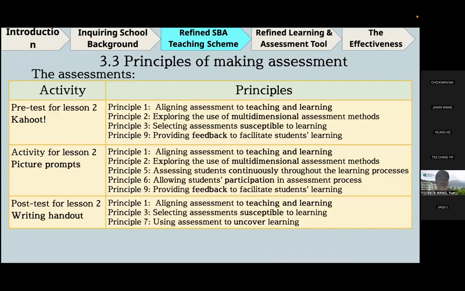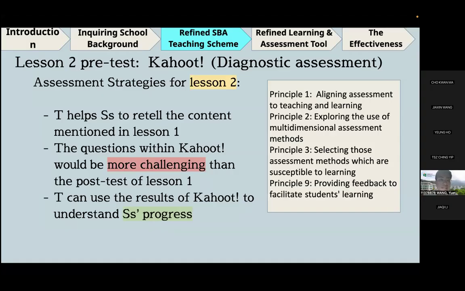So for lesson 2, it has a total of 3 assessments, including a Kahoot, picture prompts, and a writing handout. So for the pre-test Kahoot, it is about teachers helping the students to retell the contents mentioned in lesson 1, and the questions within the Kahoot are similar to the post-test of lesson 1, except that it would be more challenging than the post-test so that the teachers can use it to keep track of the students' progress.